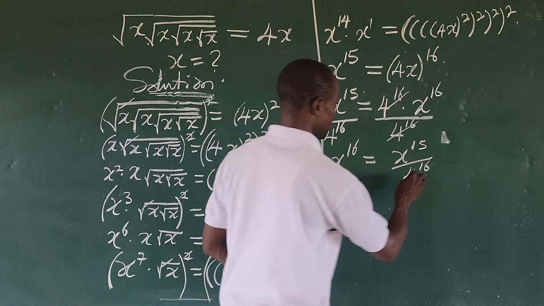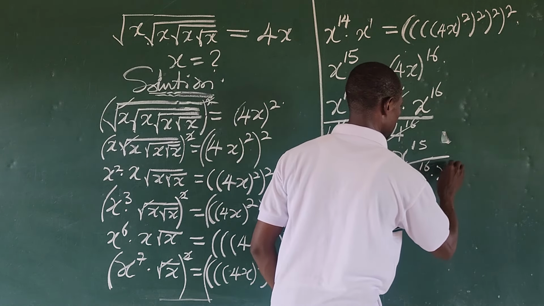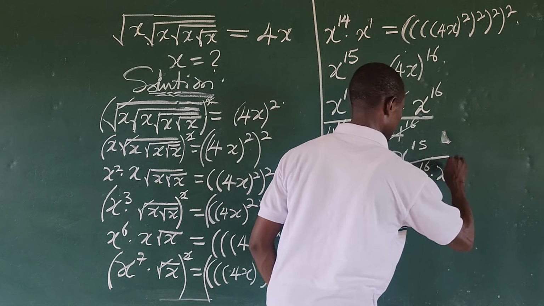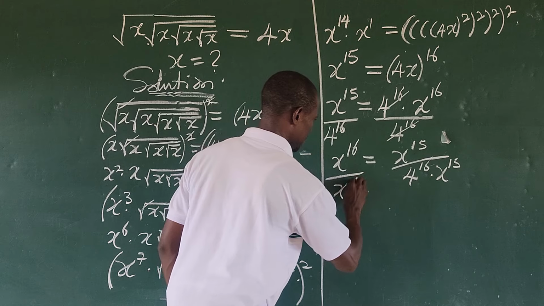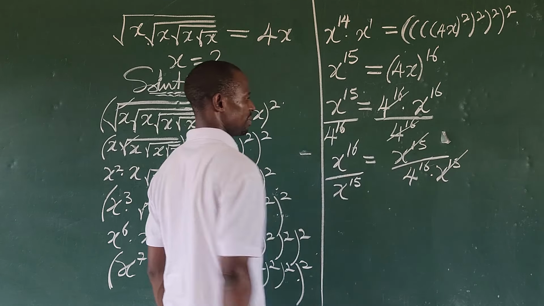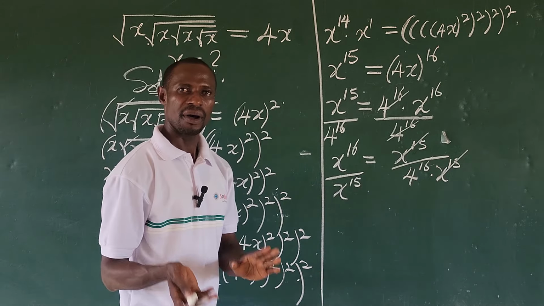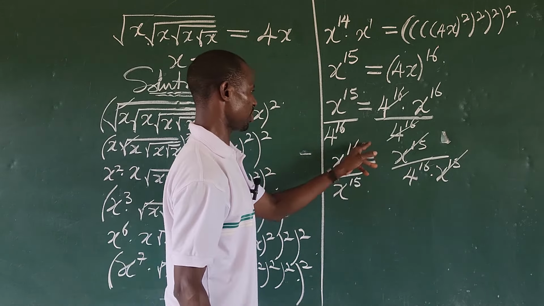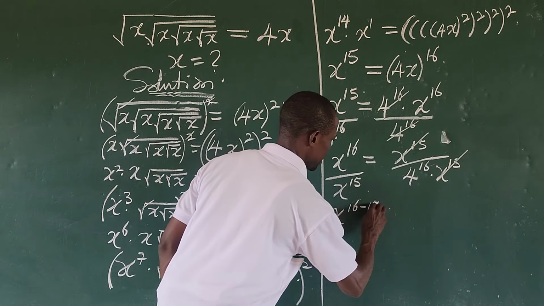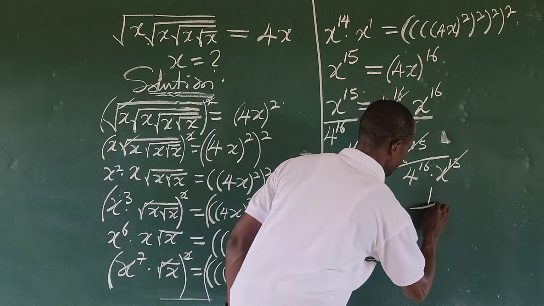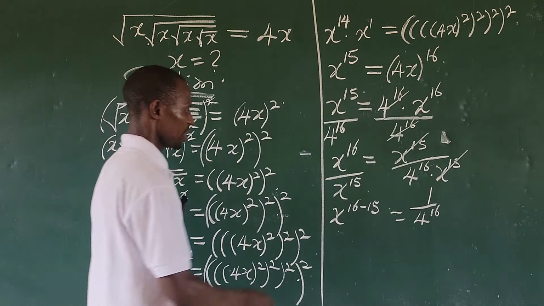Now, what we do next, divide through by x to the power of 15. We equally divide this side by x to the power of 15. So this leaves the system, and we are now having 1 all over this. Here we can apply the division law of indices. So we now have x to the power of 16 minus 15 equal to 1 all over 4 to the power of 16. Easy. So this gives us 1.